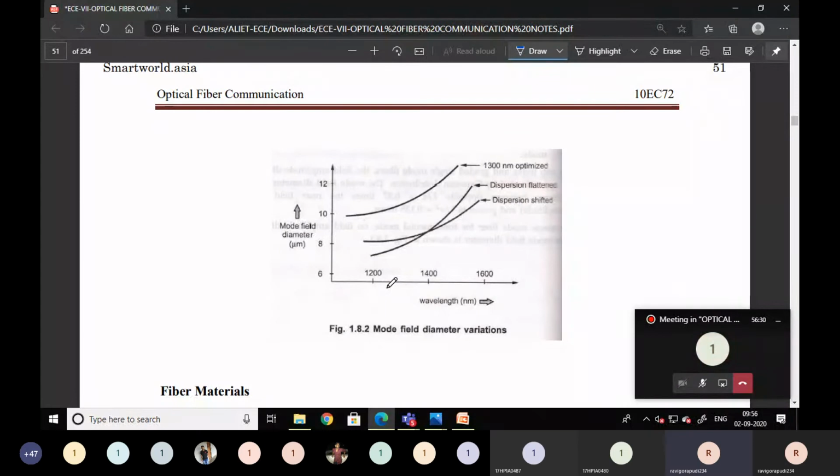Without observing the penetration, we can't estimate how it is going. So for example, at 1300 nanometer, the penetration is like this. In the same manner, dispersion decreases, flatter is nothing but decreases. And this is dispersion shifts. Dispersion is nothing but loss.